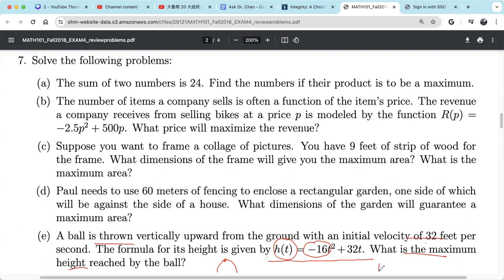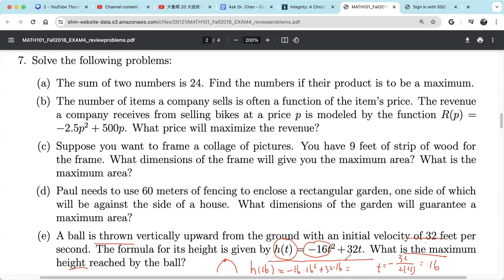We do the same. So t, because the variable here is t, equals negative b, 32, divided by 2 times negative 16. Negative times negative becomes positive, 32 divided by 2, 16. So now we want to find the maximum height. So h of 16. When the t value is 16, that reaches its maximum height. So maximum height is h of 16. That's negative 16 times 16 squared plus 32 times 16.